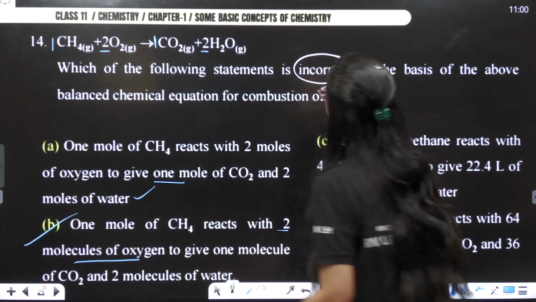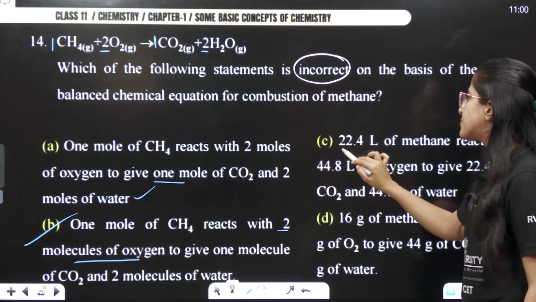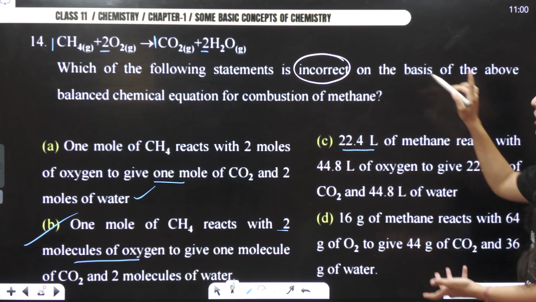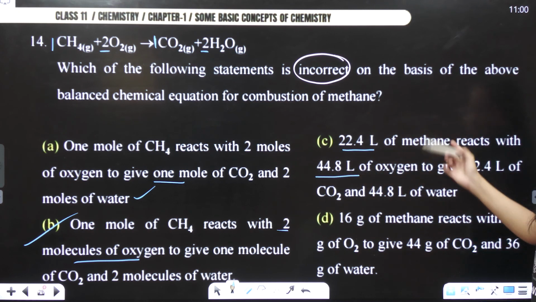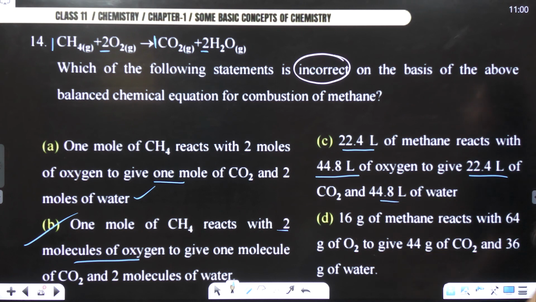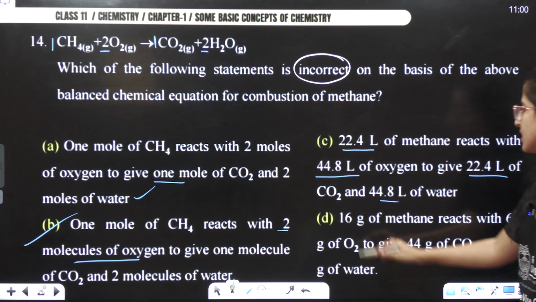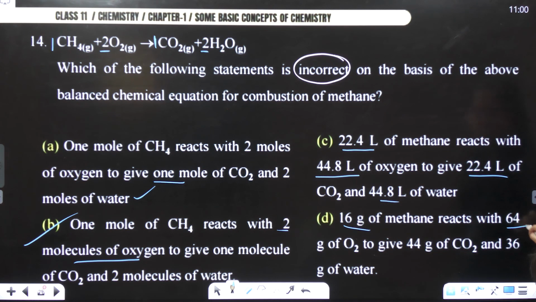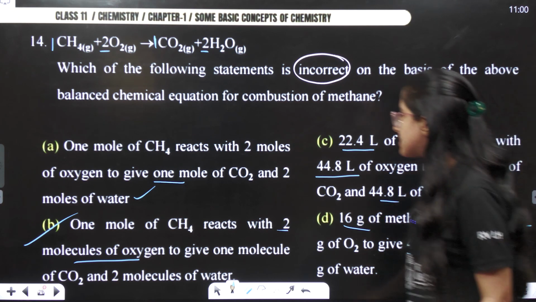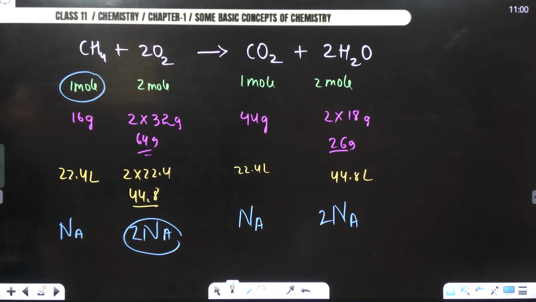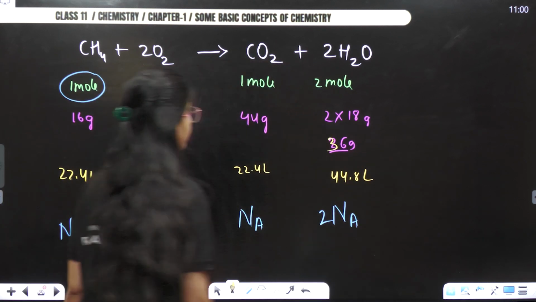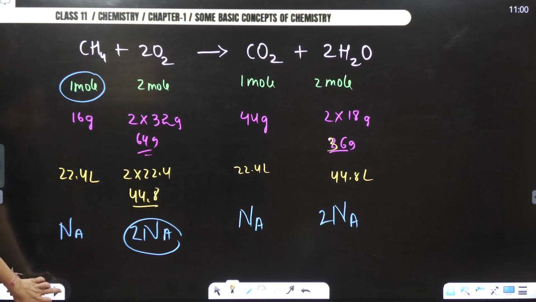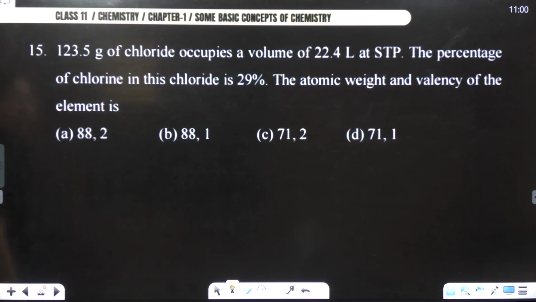So it is wrong, and therefore it is the correct choice for the incorrect statement. Next, let us come to here. 1 mole of methane corresponds to 22.4 liters, and 2 moles of oxygen corresponds to 44.8 liters of oxygen. Similarly for carbon dioxide and water. Now in terms of grams, 16 grams of methane react with 64 grams of oxygen to give 44 grams of carbon dioxide and 36 grams of water. Sorry, 36. Okay. Now, next question.